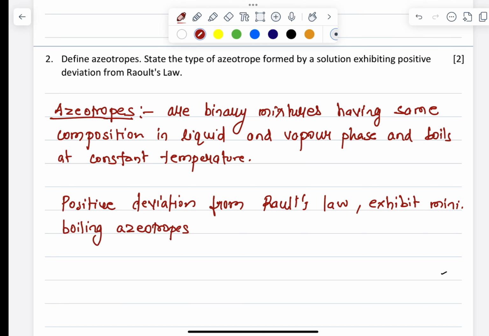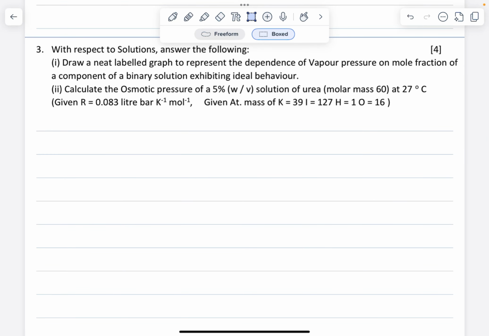Okay. If it is negative deviation, then it will show maximum boiling azeotropes. That's the thing. So next question is 3. With respect to solutions, answer the following. Draw a neat labeled graph to represent the dependence of the vapor pressure on the mole fraction of the component in a binary solution exhibiting ideal behavior.